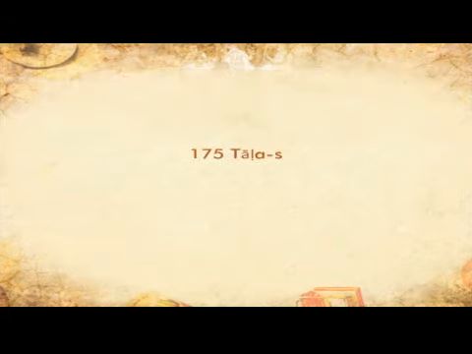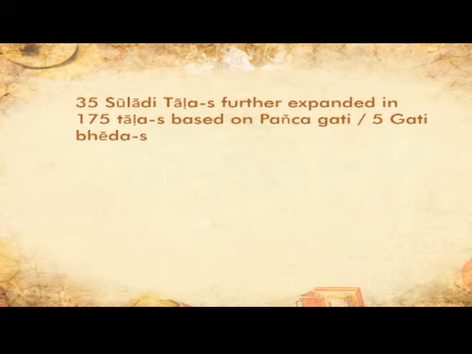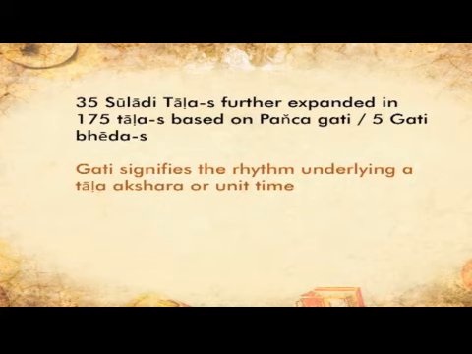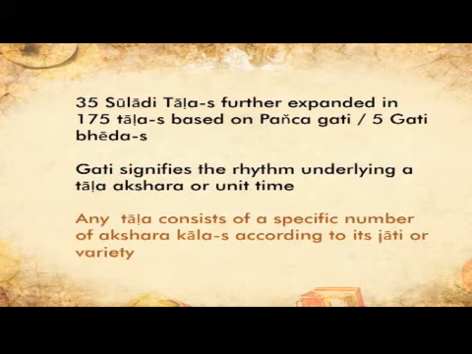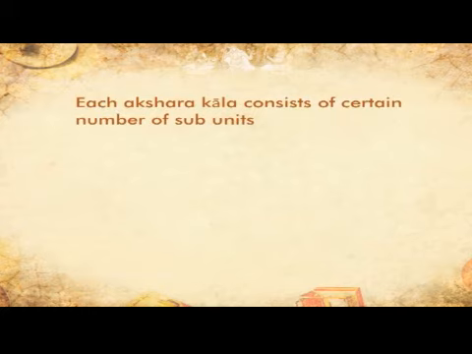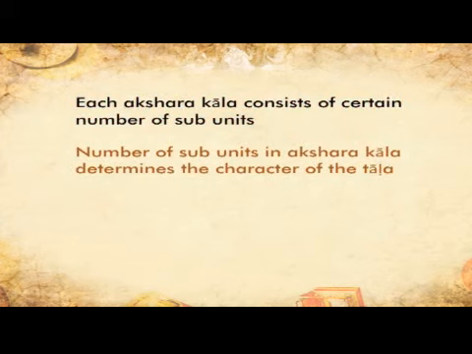175 talas. The 35 Suladi talas are further expanded into 175 talas based on Panchagati or 5 Gati Bhedas. Gati signifies the rhythm underlying a Tala Akshara or unit time. Any Tala consists of a specific number of Aksharakalas according to its jati or variety. Each Aksharakala again consists of a certain number of subunits. The number of subunits present in each Aksharakala determines the character of the Tala.